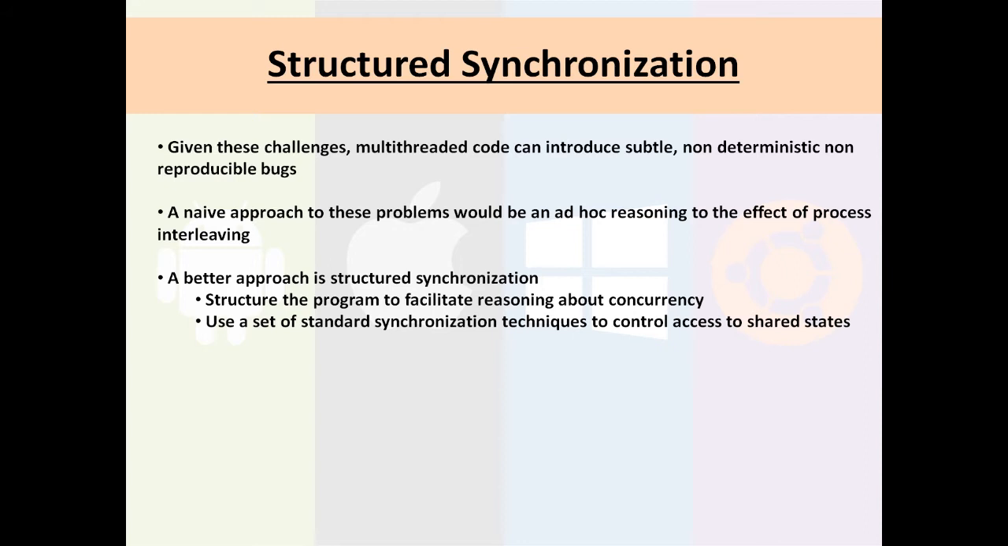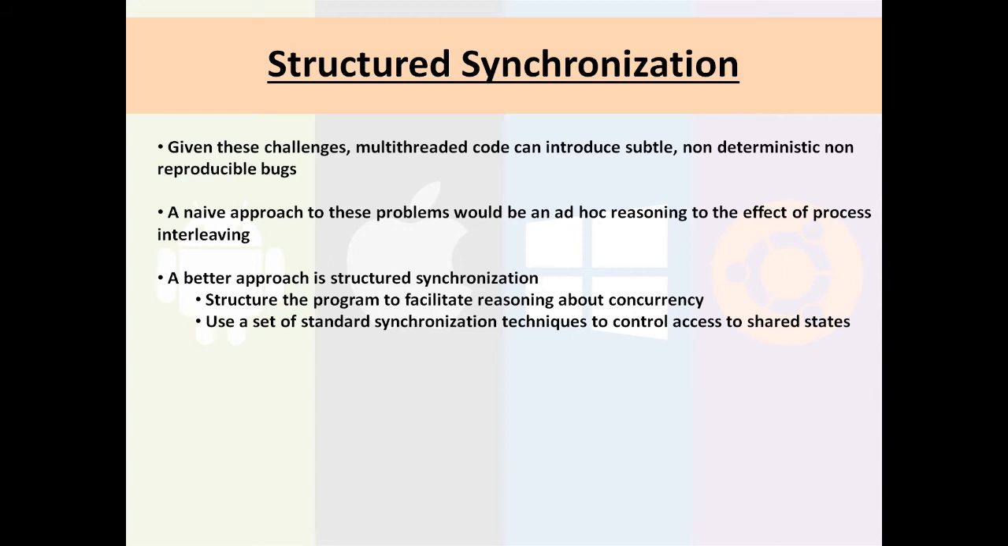What this means is we need to structure our program to facilitate reasoning about concurrency. So the way in which we structure our code, or the way we develop our program, must incorporate some sort of reasoning or understanding about concurrency. And additionally, we need to utilize a set of standard synchronization techniques to control access to shared state. So these techniques are what we're going to be looking at today, or one such technique at least, and that is, like I mentioned, locks.